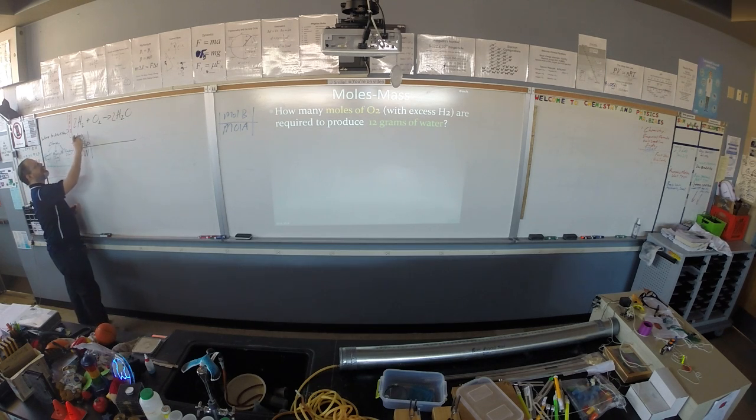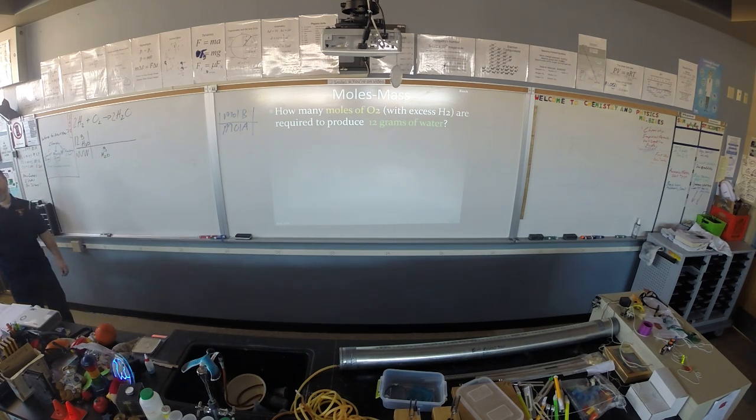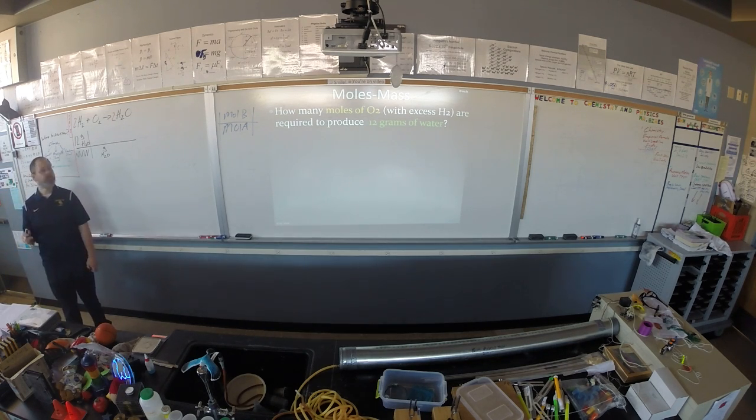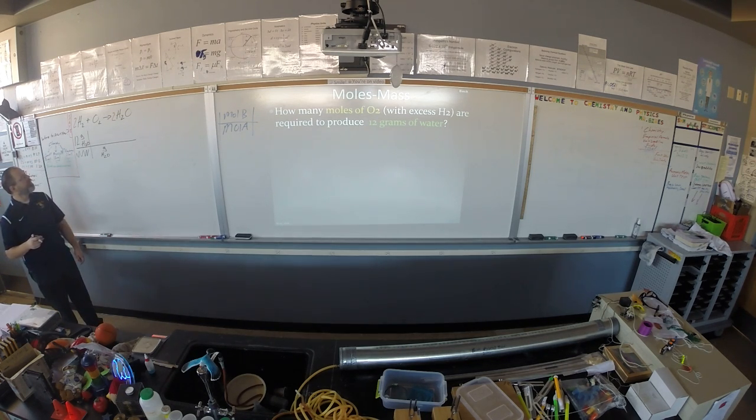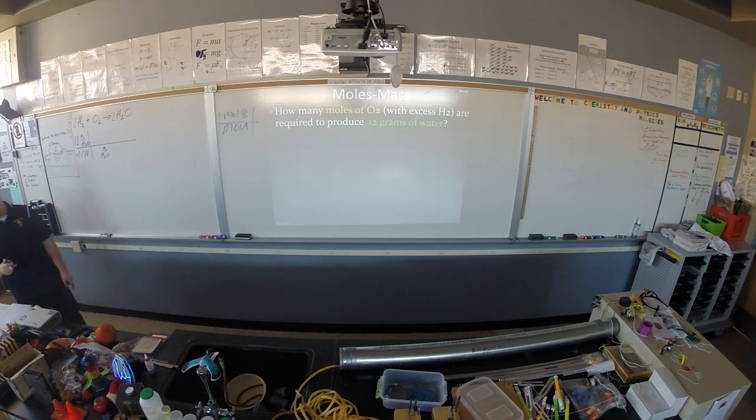Whatever unit I have right here is going to come down here. So I've got grams of hydrogen. I'm going to move down grams of hydrogen. Should I move down the number? No, I should not. We're not going to move down the number, just the unit and label. Now we've got grams of hydrogen. It would be pretty cool if I could go from grams of hydrogen to moles of oxygen, but I can't.